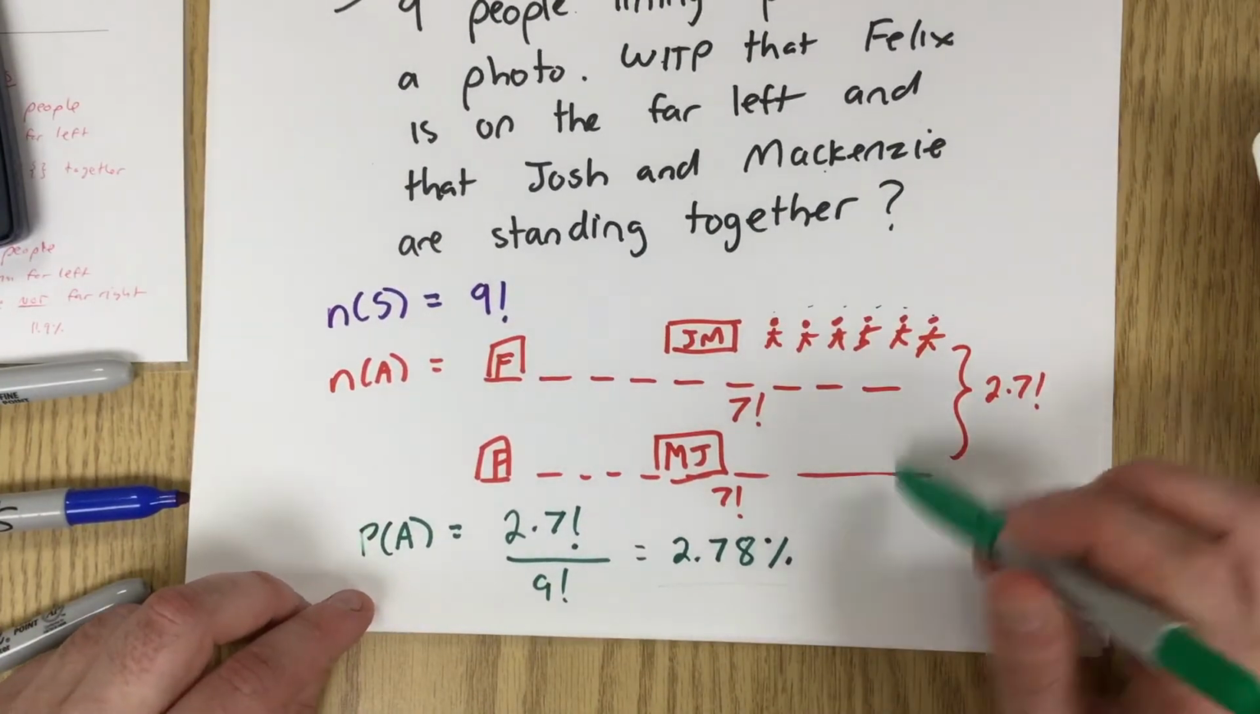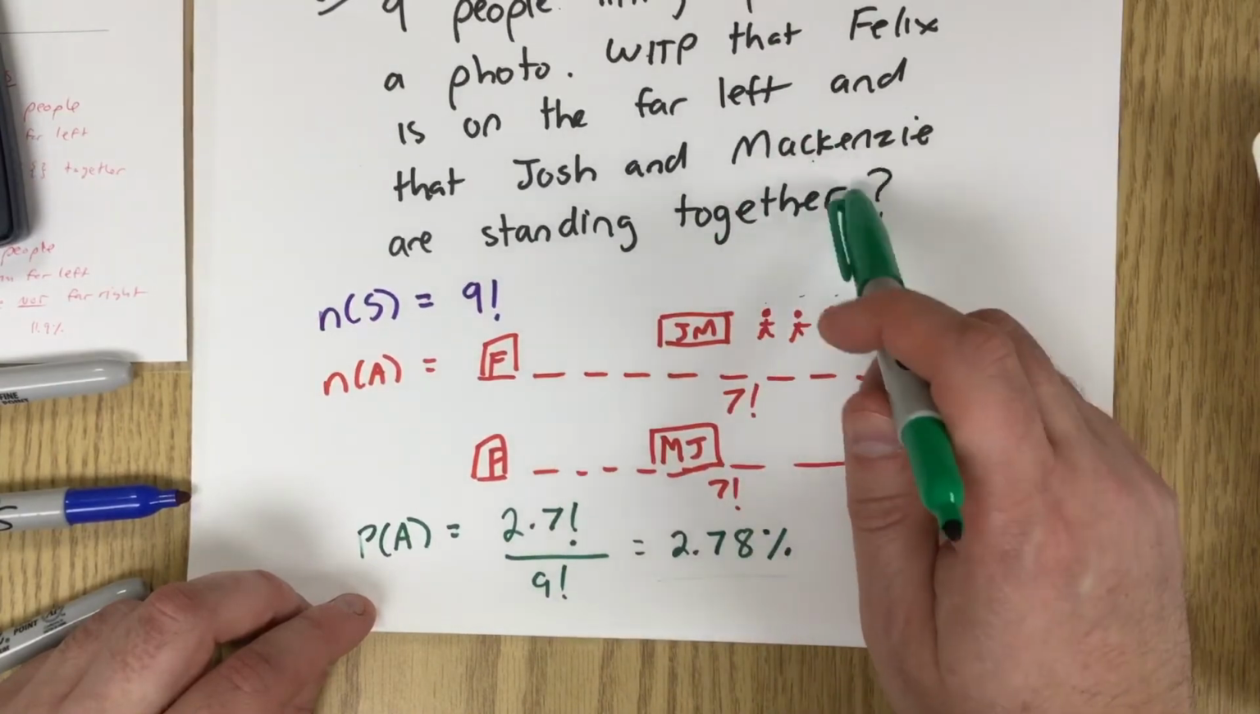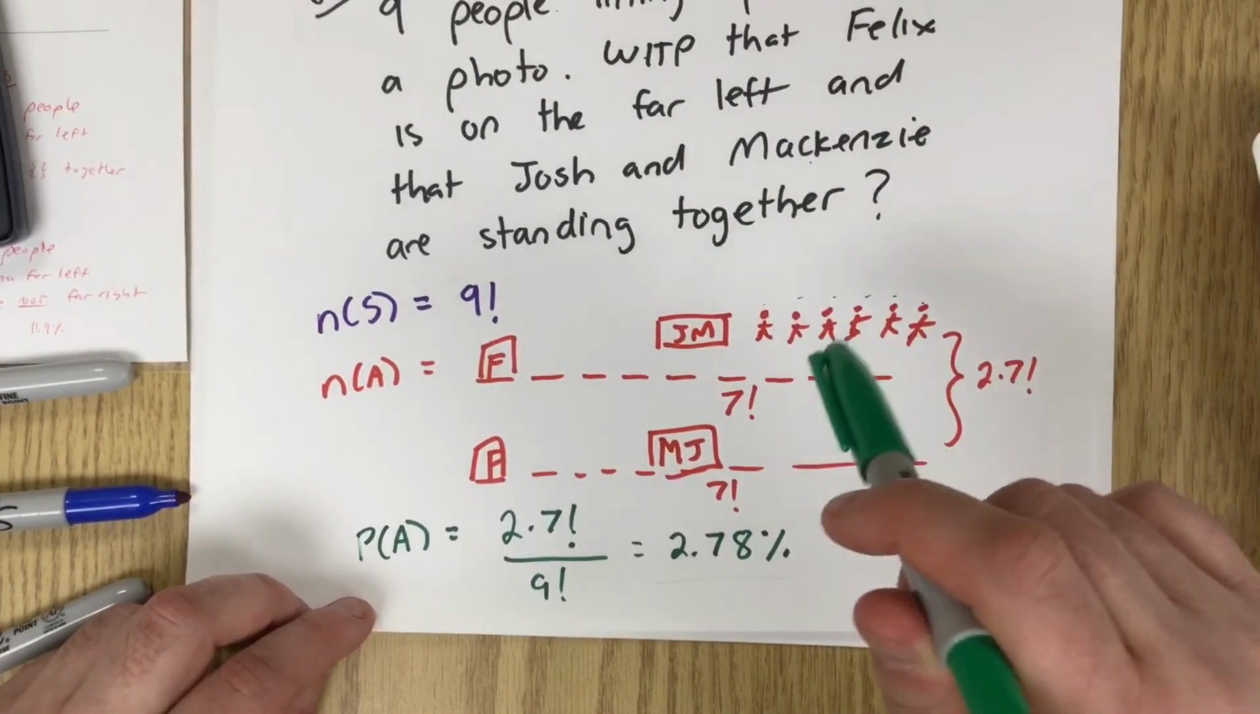Obviously, a harder version of this, I'm not going to do it right now, would be if I asked what's the probability of Felix being on the left and Josh and Mackenzie not standing together. That could be fun.